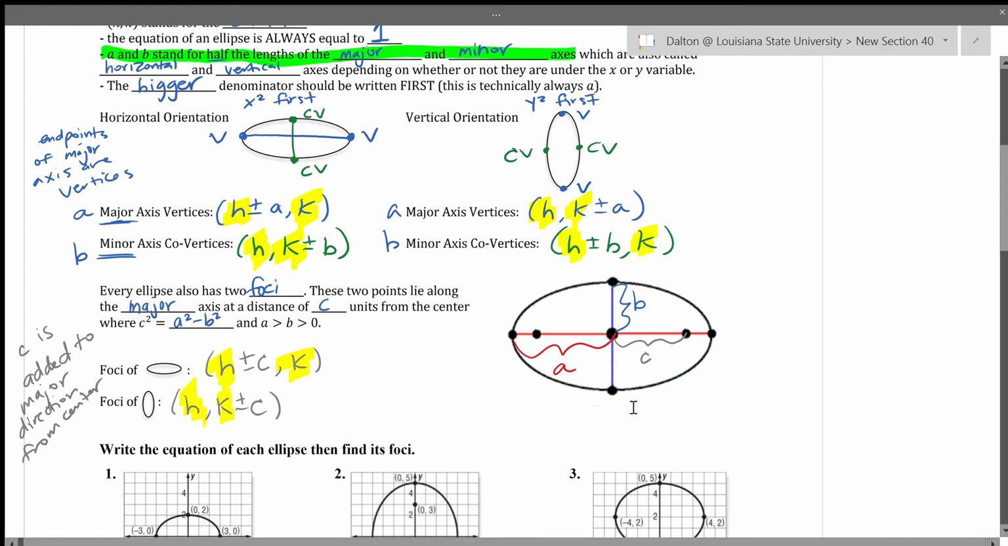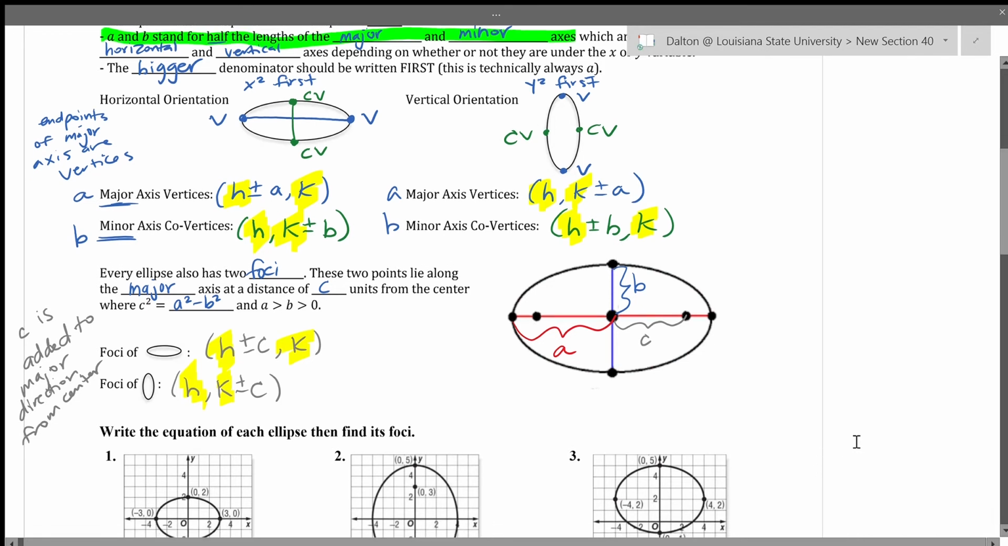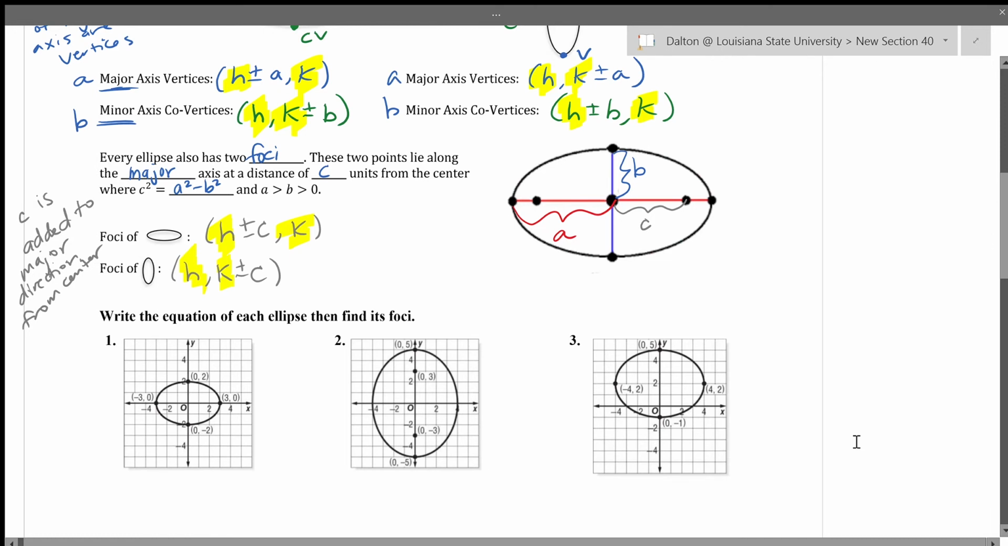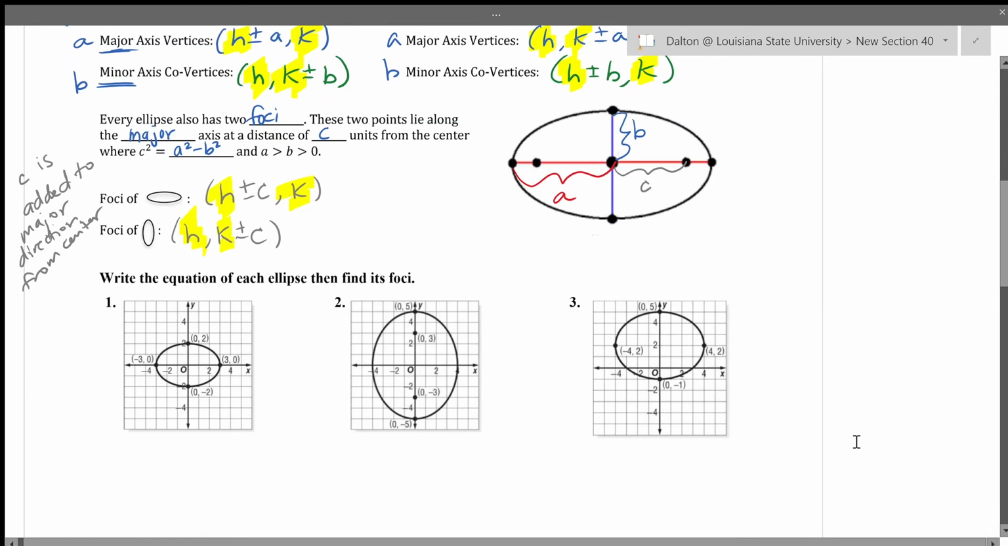Okay, does anyone have any questions about anything that we've defined so far before we do some examples? Okay, I'm going to interpret your silence as a no.